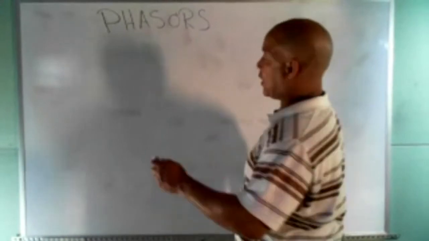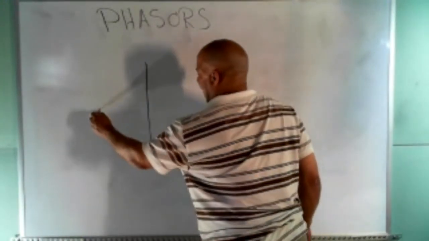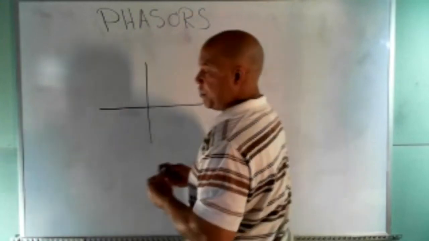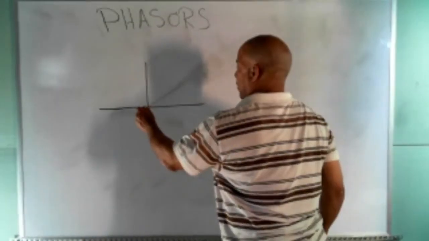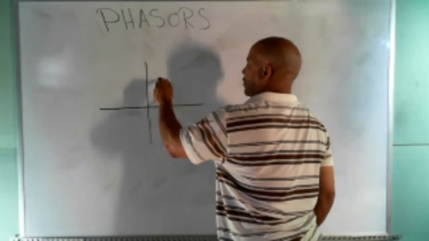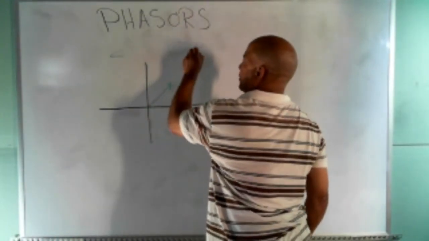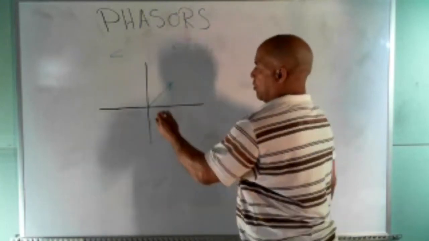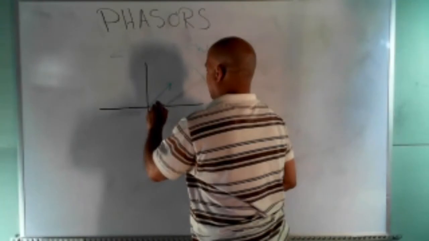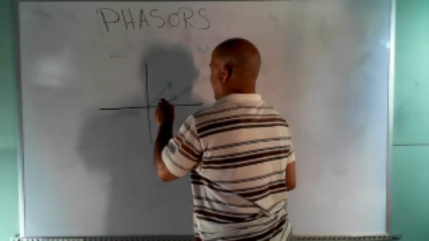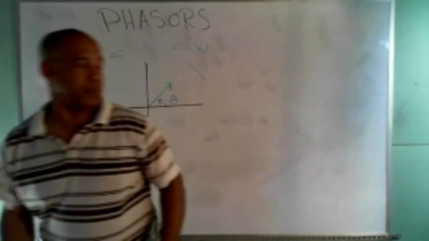We put an arrow on the generator coil, and then I drew a set of axes, and I put that arrow on the axis, and we call it a phasor. So this phasor rotates, and they always rotate counterclockwise. So what changes is this angle here. The angle theta changes as it goes around.